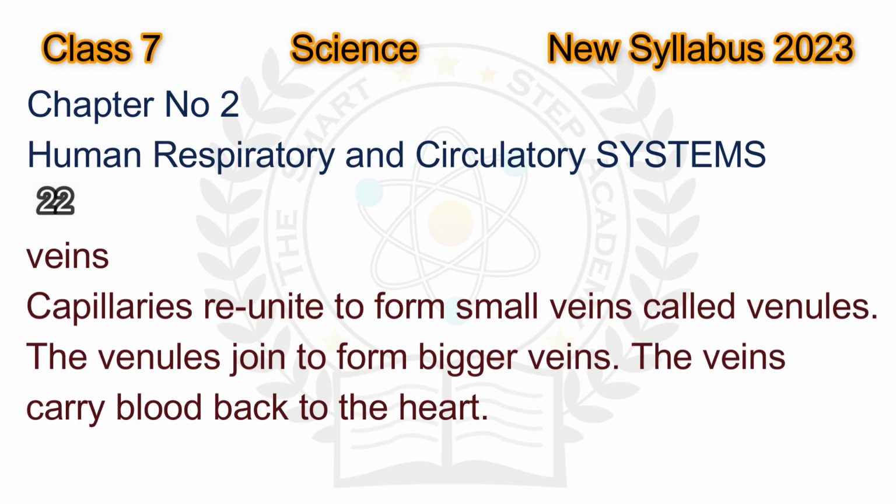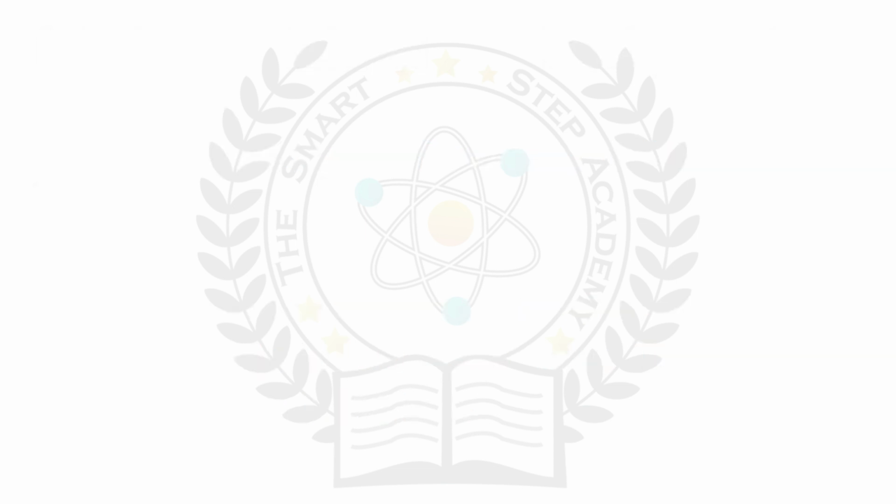Veins. Capillaries reunite to form small veins called venules. The venules join to form bigger veins. The veins carry blood back to the heart.